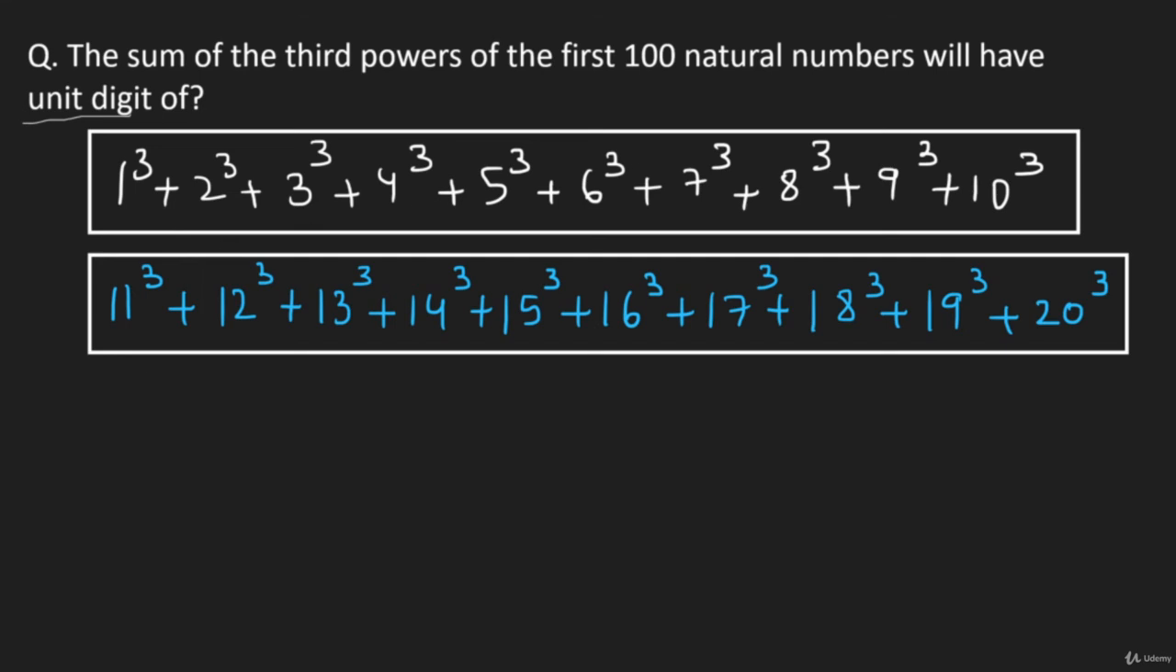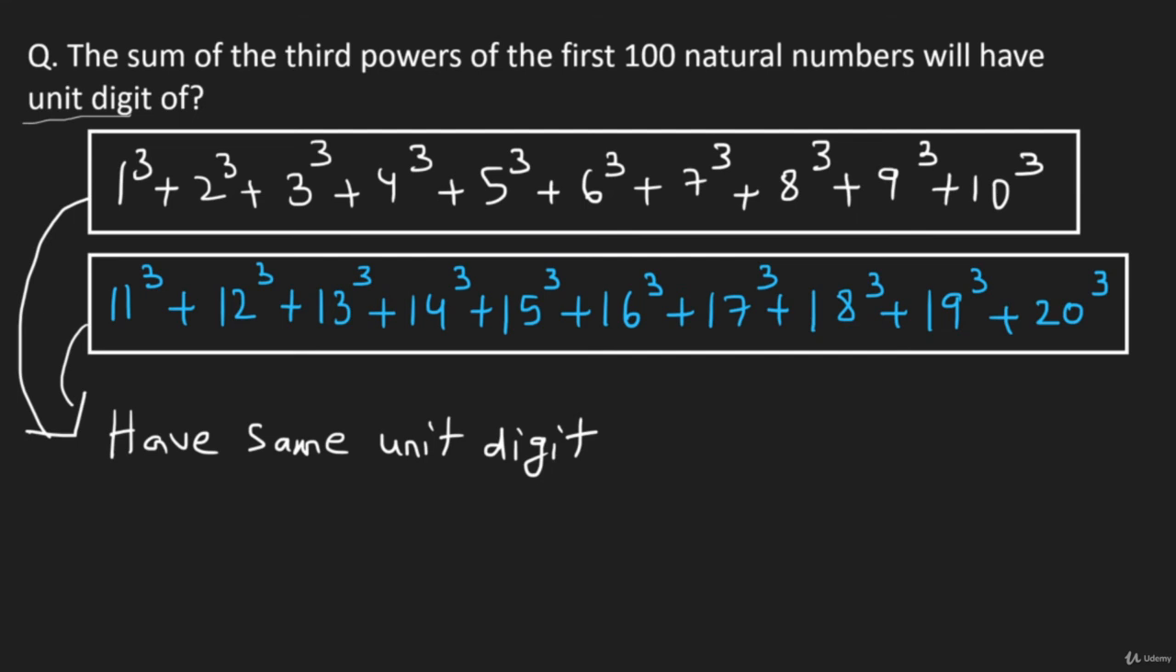You can see that both of these will have the same unit digit when you do the addition, right? Why? Over here you have 1, 2, 3 up to 9 and 0, right? So unit digit depends only on unit digit. So 1 cube will give you 1 in the unit digit. Similarly, 2 cube will give you 8 in the unit digit. 3 cube will give you 7 in the unit digit, and so on and so forth. The same thing you can notice over here.